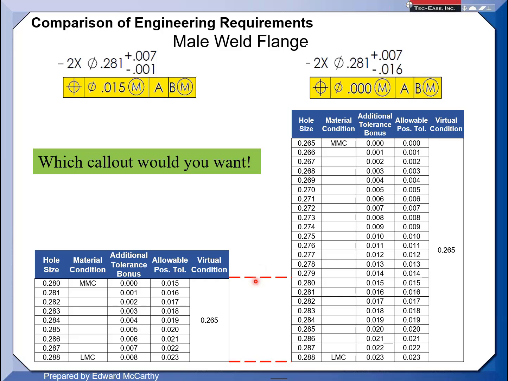And you'll notice here that in this case the virtual condition, and all these will be the same, is the smallest hole. So if you were to take a hole produced at 0.288 minus the allowable tolerance, it will still derive that the hole could not act any smaller than the virtual condition size, or the inner boundary of 265.